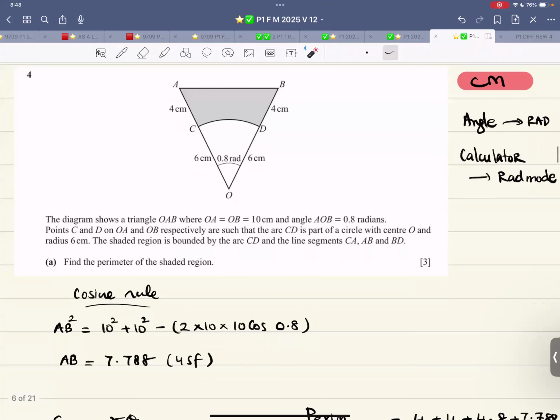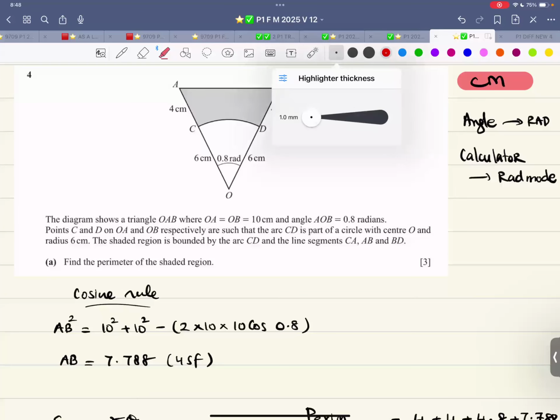Now, first look at the diagram, a very simple diagram. What you see is a triangle. The triangle has lengths 10 and 10, and then there is a sector. The radii of the sector are 6 and 6, and the angle is 0.8.